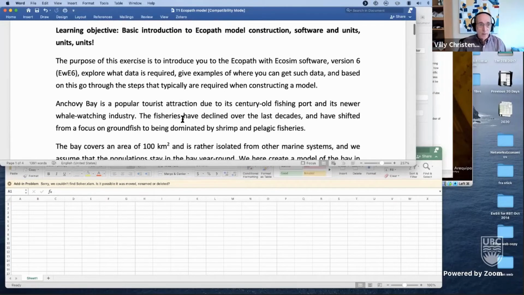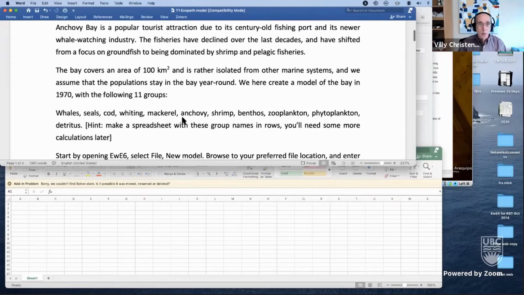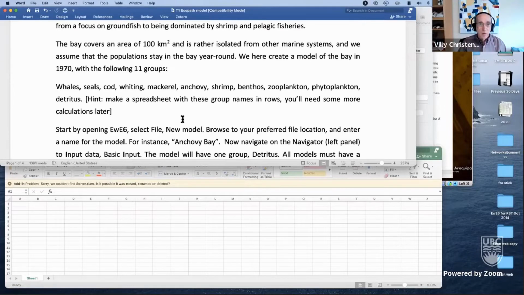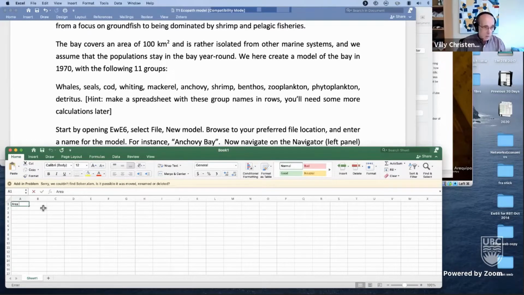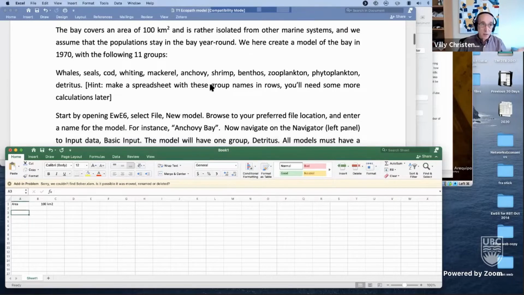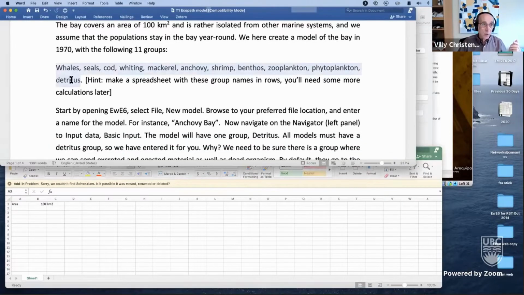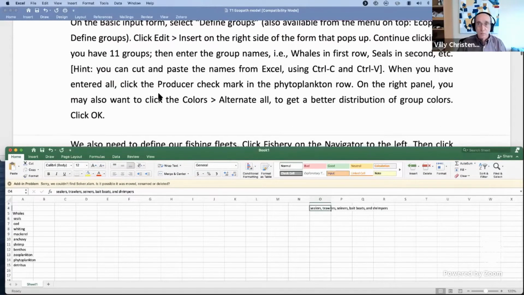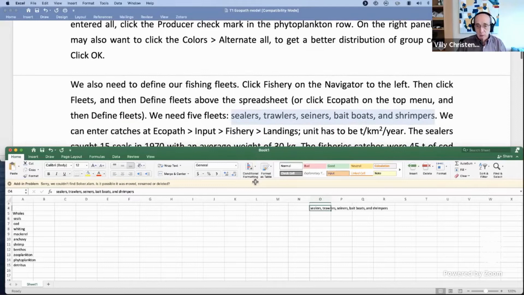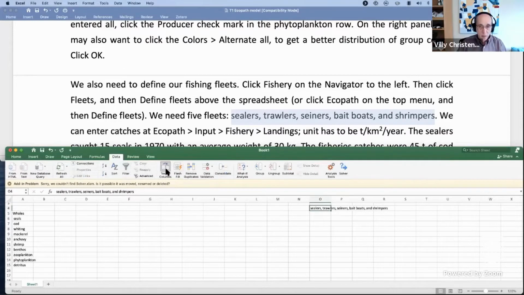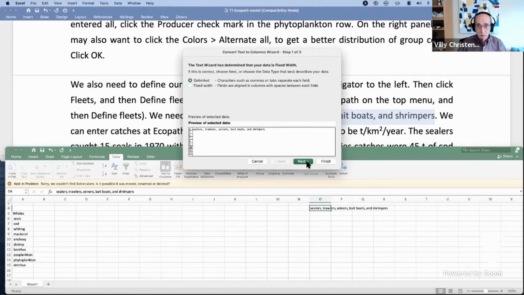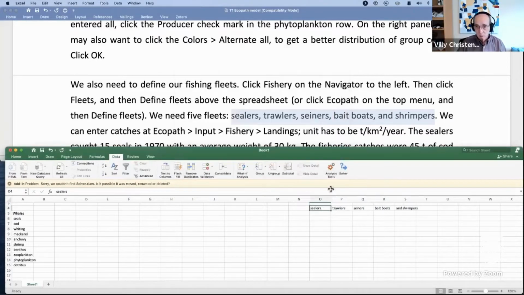Yeah, so anchovy, let's see what information we have here in the tutorial. The first part is that area is 100 square kilometers. That's a number that means something. We'll be using that. So we here create a model of the bay in 1970 with the following 11 groups. Okay, we have 11 groups here. To make it easier, I'm going to copy. We got the names, we got the 5 fleets here. I'm going to go to Data, Text to Columns, delimited, comma, finish. So now I have my 5 fleets.